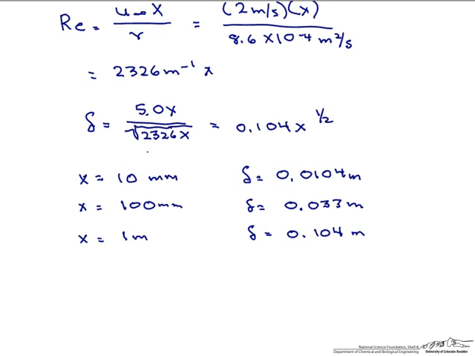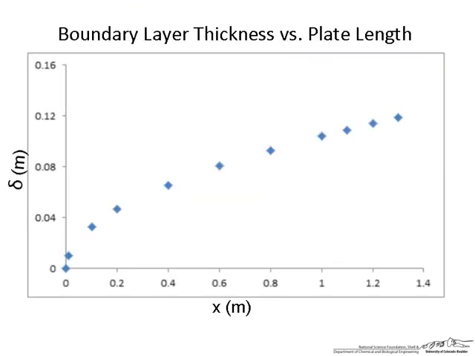And in fact, at 1 meter, our boundary layer thickness is 0.104 meters. In fact, if we look at a plot of the boundary layer thickness as we go along the plate, we see the tendency for this thickness to increase sharply at the beginning and then plateauing as we continue along the plate.